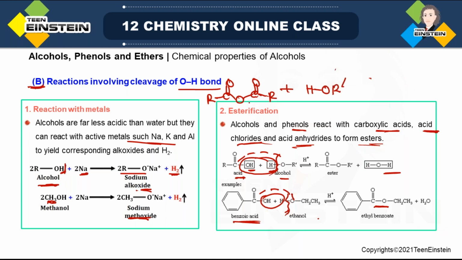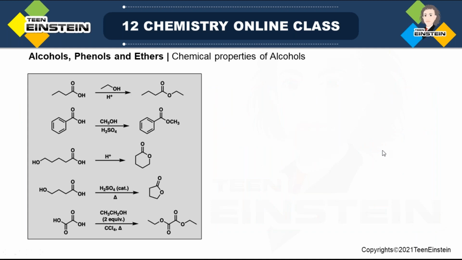So as if here you are removing the OCOR group and this H. So finally you will be getting RCOOR prime. So you can use carboxylic acid, acid chloride, or acid anhydride. Some more examples we will see for esterification.